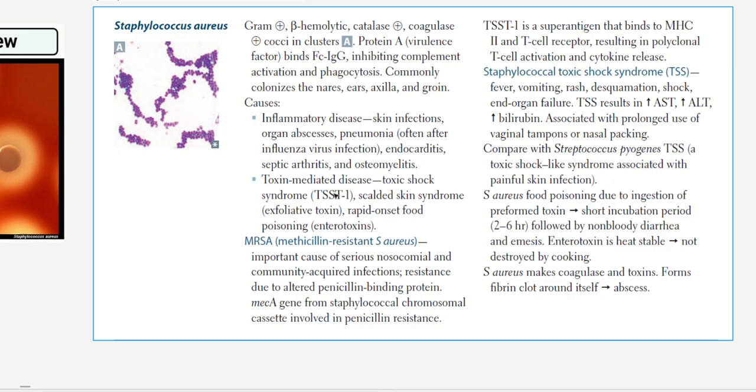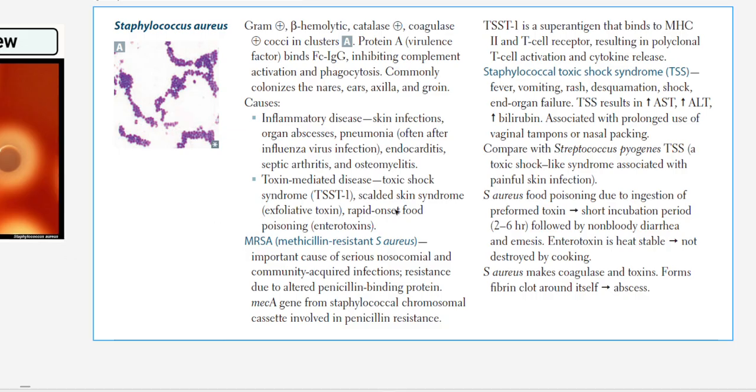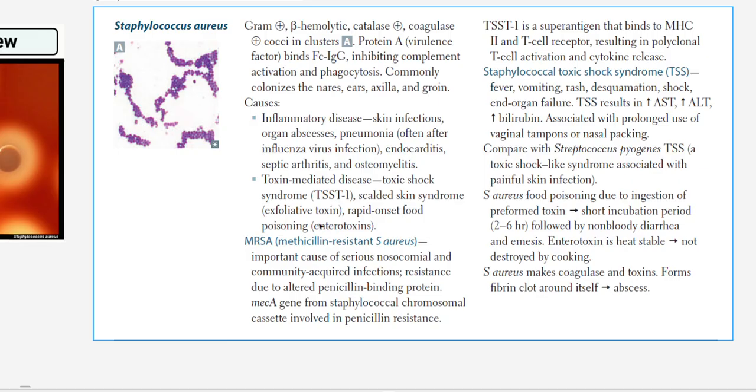You get this scalded skin syndrome along with it because of the exfoliation of skin, and it's associated with tampons and nasal packing left on for too long. Another toxin called the exfoliative toxin causes the scalded skin syndrome. This is when the skin feels like a burn injury. And then another toxin called the enterotoxin. It comes from the word entero, so you know there's something related to the gut. This causes food poisoning. It's very important because it's heat stable. So cooking may kill the bacteria, but the toxin remains, right?